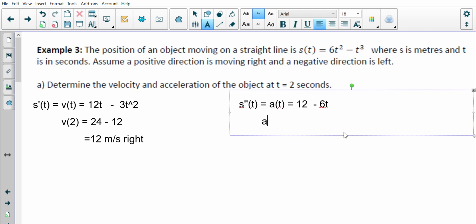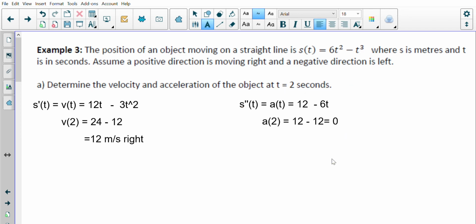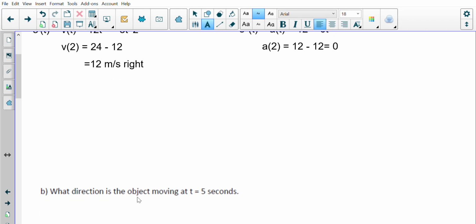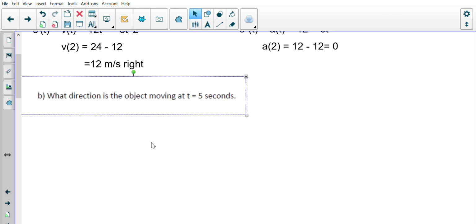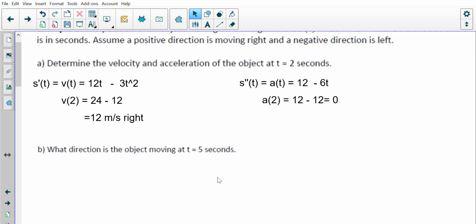And so the acceleration of this object after 2 seconds, again substituting in a 2 for t, I'd get 12 minus 12, which is just 0. Equals 0. All right, so it's not changing its velocity at all. When your acceleration is 0, it means it's not changing. The velocity is not changing, again, because that's a rate of change.